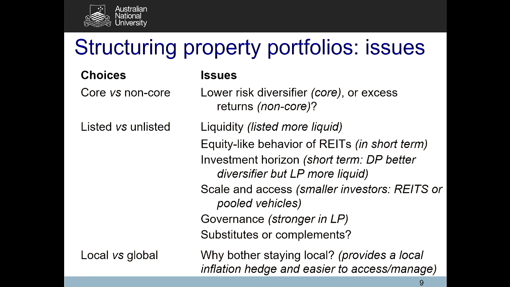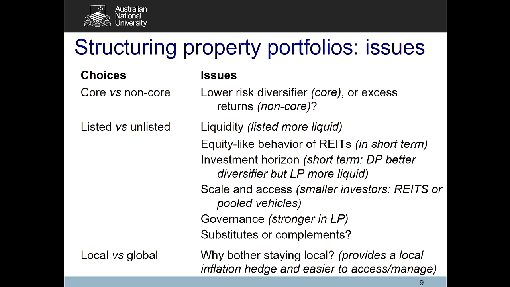You then need to decide, do I want listed or unlisted? And there's a lot of trade-offs here. First of all, how important is liquidity to you? Because if you really care about liquidity, you go listed, not unlisted. At the same time, though, you need to ask, how important is diversification? Is one of my key goals in investing in property to diversify my equity risk? And if it is, you've got to remember that REITs have higher correlation with equity markets than unlisted property, particularly in the short term, which would lean you towards a direct property investment if your goal is diversification.